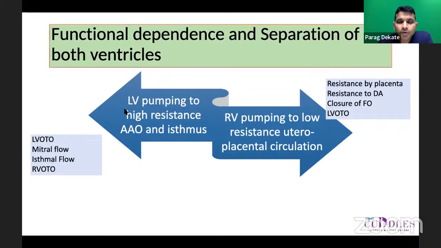Simultaneously, with the LV pumping to the high resistance circuit, we have different transitions and aberrations, which are left ventricular outflow tract obstruction, mitral flow, which decides how much blood is going into the LV, isthmal flow, how is the isthmus, is it small or big, and simultaneously right ventricular outflow tract obstruction.